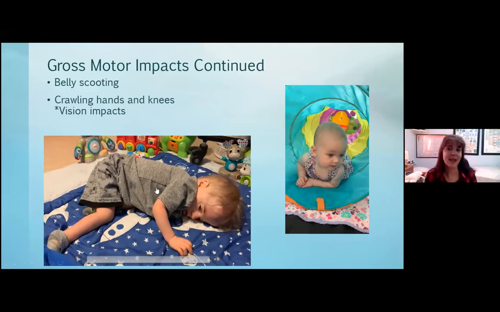And he actually has a great deal of adaptive equipment. And in the third one, you're going to see Jaden very much again, how we have modified his environment to be able to function a bit better by bringing in some adaptive equipment for him. So again, the impacts of vision, eye-hand coordination, belly scooting, crawling, super important.